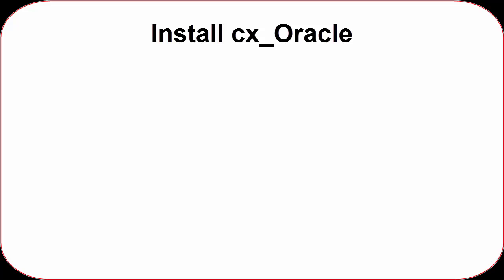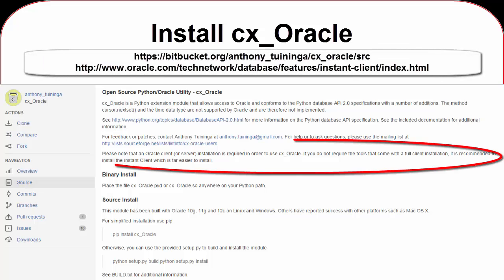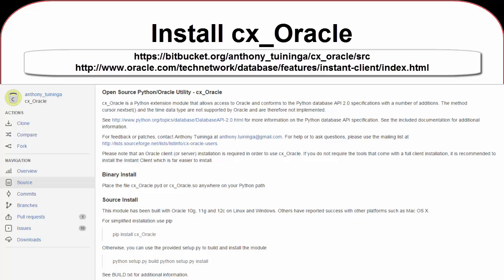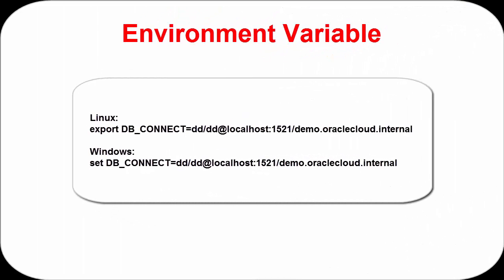Installing cx_Oracle is fairly simple. The instructions can be found on the Bitbucket page. First, you'll need to install the Oracle client found on the Oracle site. Now you'll have a couple options. You can simply do a pip install cx_Oracle, or you can download the cx_Oracle binaries and place it in your Python path. And if you're real adventurous, you can always build it from the source. Last, we set up an environment variable containing the connect string.